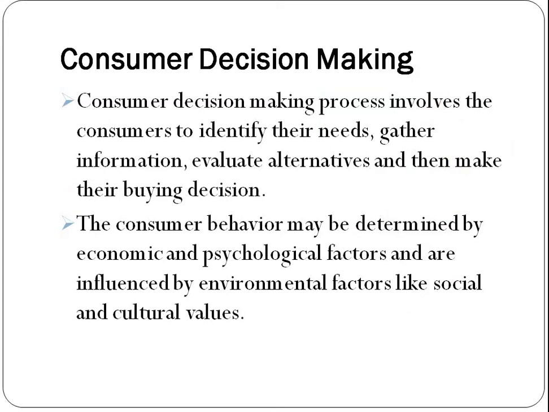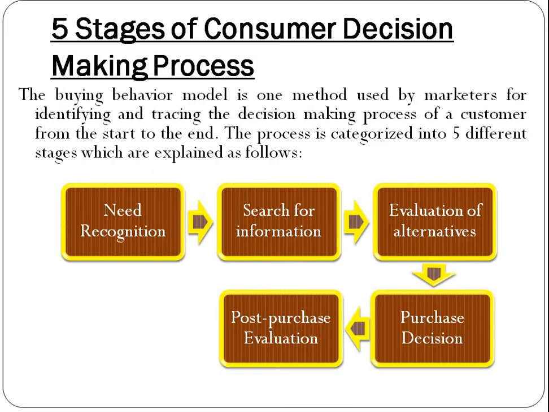The first one, consumer decision making. What is consumer decision making? It's a process that involves customers or consumers to identify their needs, gather information, evaluate alternatives, and then make their buying decision. It may be determined by economic or psychological factors and are influenced by environmental factors like social and cultural values. So it's a process that involves a customer to identify their needs, gather information, evaluate alternatives, and then make their buying decision. There are 5 stages of consumer decision making process.